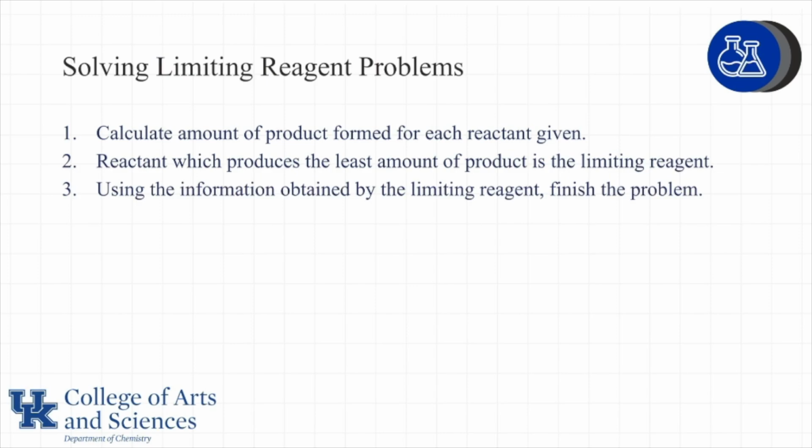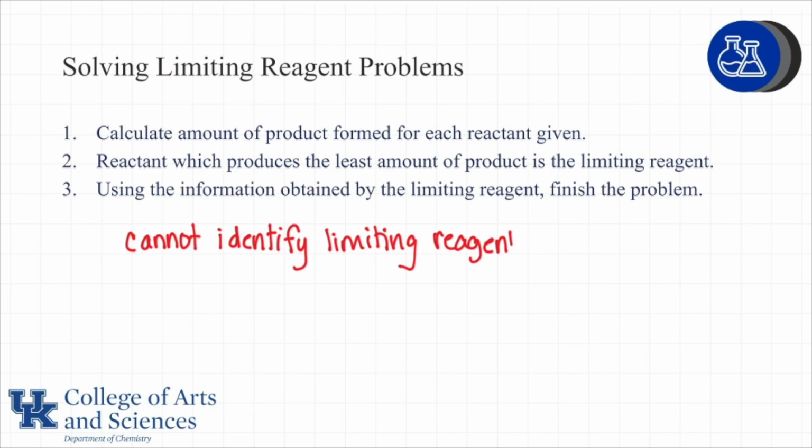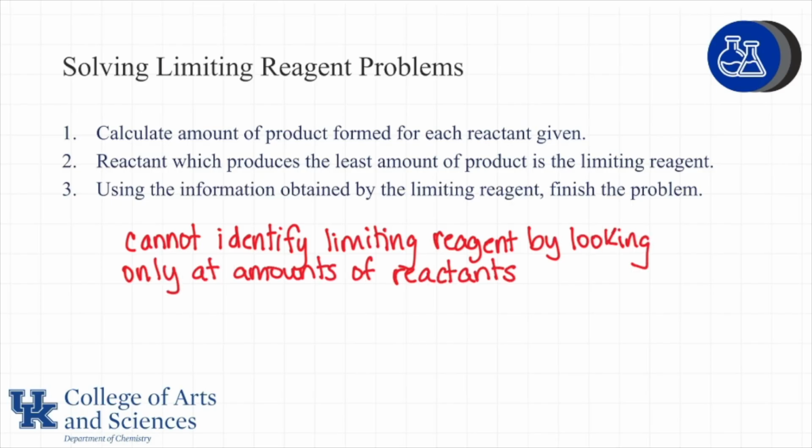the problem. We cannot identify the limiting reagent by looking at the mass or moles of the reactant alone. We have to do the calculation to figure out which one is producing the least amount of product, because molar masses and molar ratios will play a role in determining that amount.